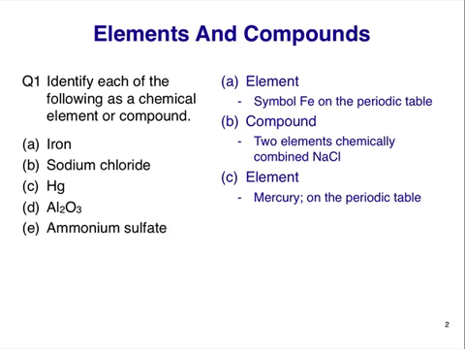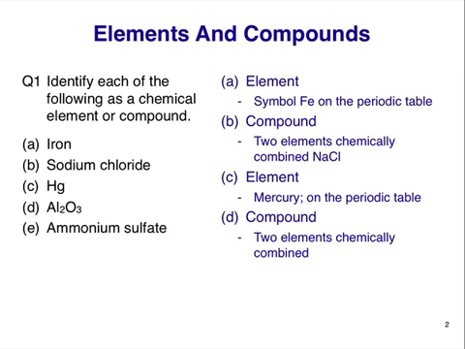Hg. This is a chemical symbol for mercury. Since this symbol is found on the periodic table, atomic number 80, it is an element. Al2O3. Again, this is not found on the periodic table, so it cannot be an element. It must be a compound. In fact, it's the compound formed when aluminum and oxygen chemically combine to make aluminum oxide.